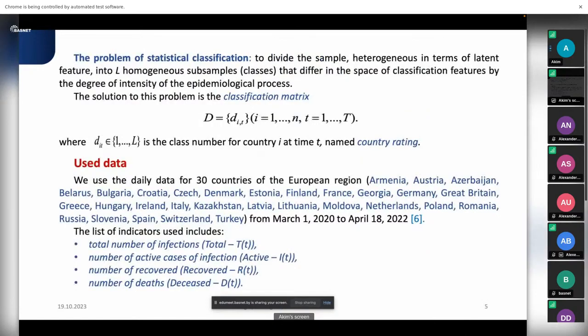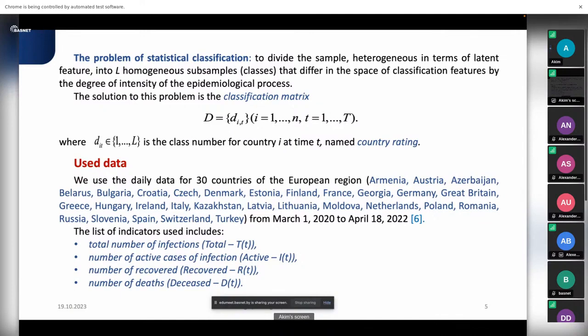So our solution to this problem is to divide the heterogeneous sample, in terms of latency features, into some classes, and after that train the model to classify those clusters.